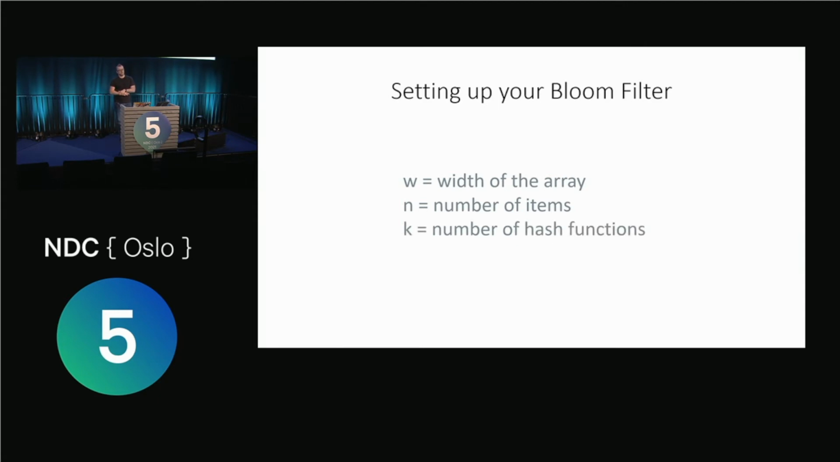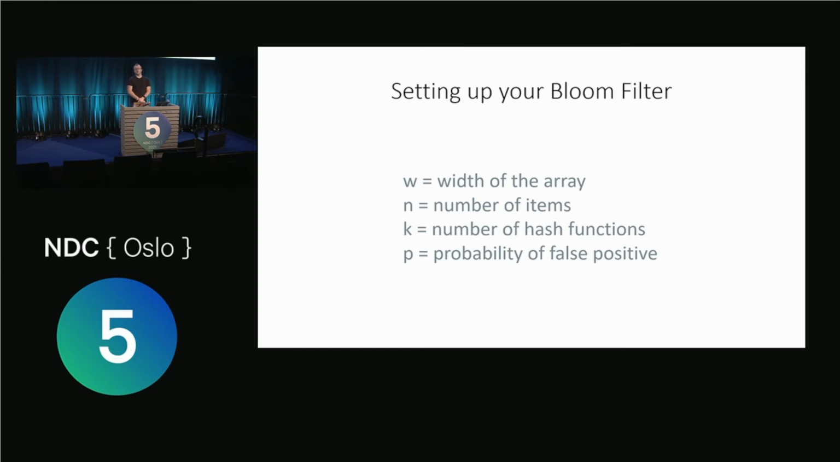You also then get to control K. How many bits am I going to set in this filter for each item? How many hash functions am I going to use? And the last thing is P. What is my desired probability of there being a false positive? Like, is it really, really important that the false positive probability is low? Or is it not too bad? That depends on your use case, but you get to define it. You get to control it.